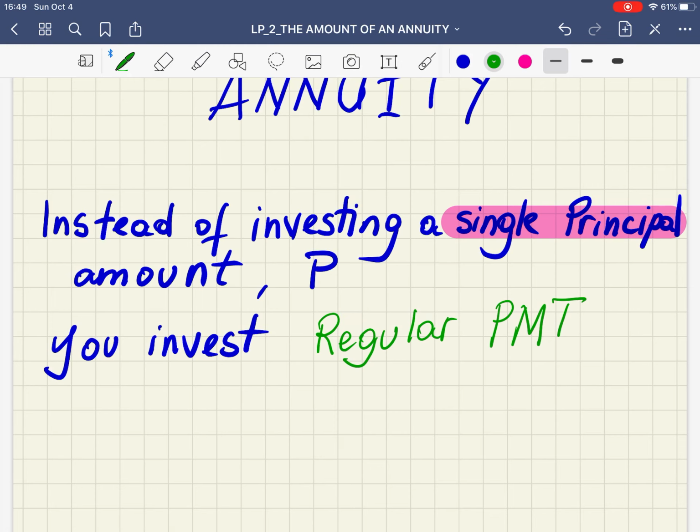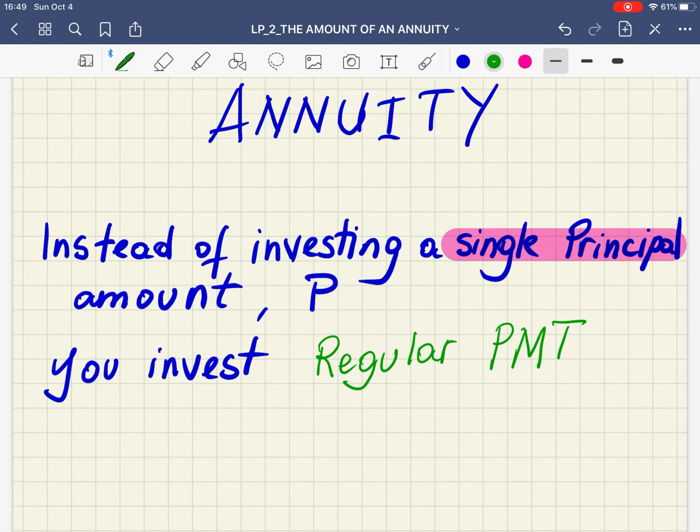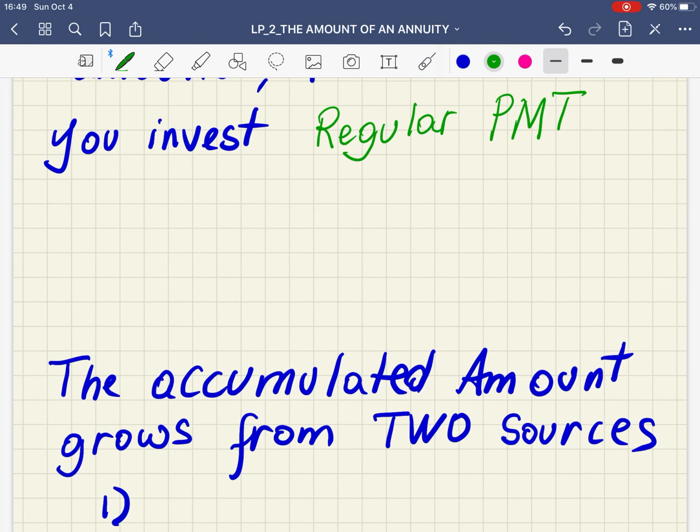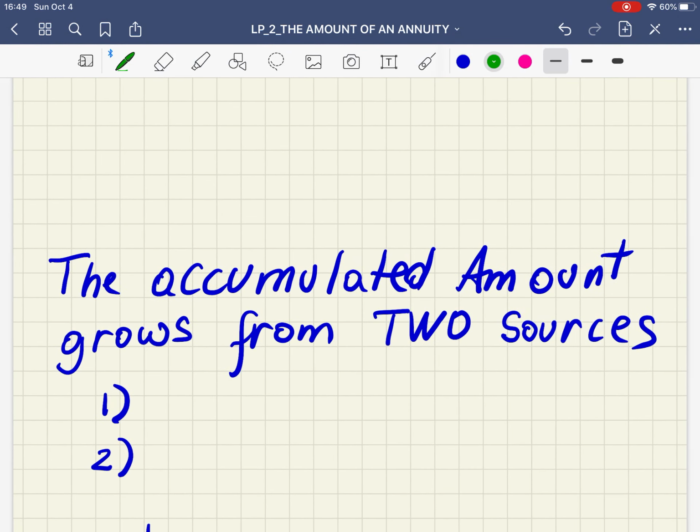Now, how does this work? When you invest in an annuity, you are making a commitment to invest equal amounts of money into your bank account over equal periods of time. So the accumulated amount will grow from 2 sources. Number 1, your regular payments, because you will always be adding on to your principal.